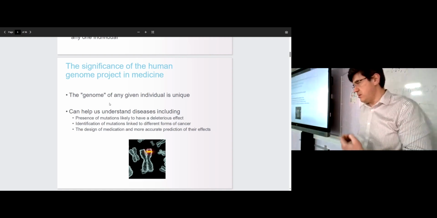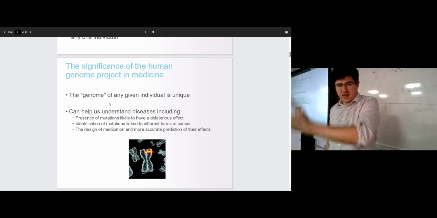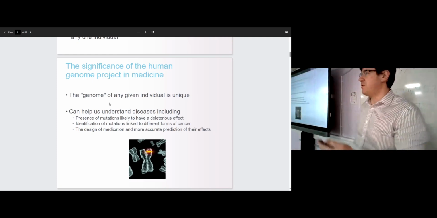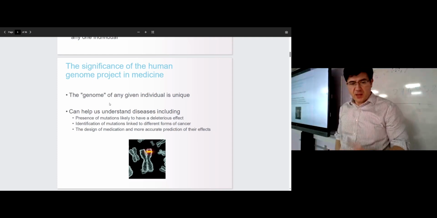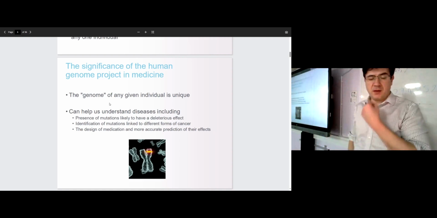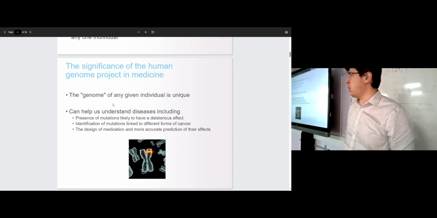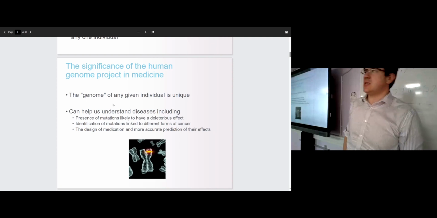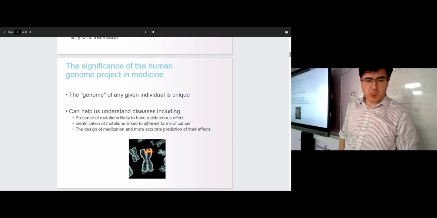For instance, whether any specific variants can increase the risk of developing cancer, as well as what the right type of medication would be for a specific patient based on the enzymes that metabolize drugs, which are also encoded in the genome.